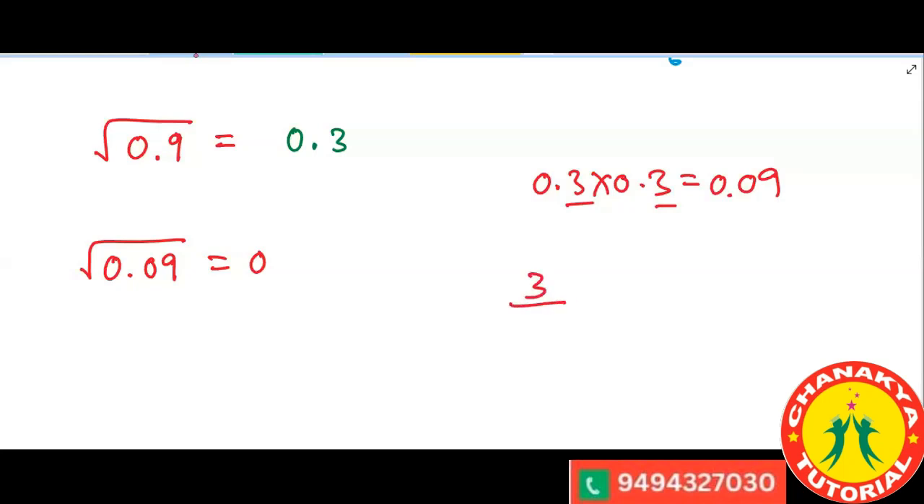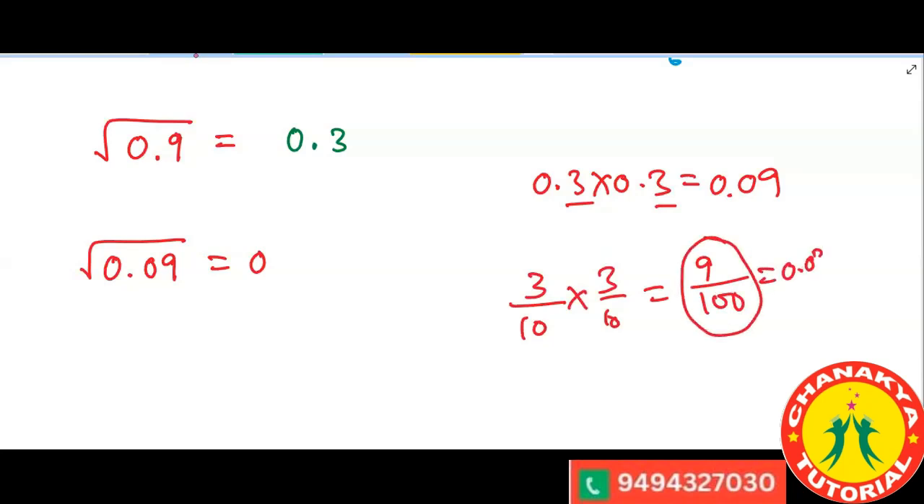Don't get confused. 3 by 10 into 3 by 10, right? 3 3s are 9, 10 10s are 100. It is nothing but 0.09. Even this thing also we are going to see today only. So what is the answer for the first one?